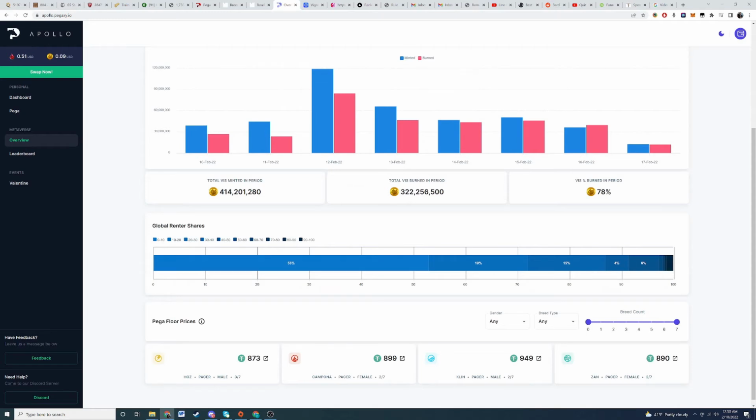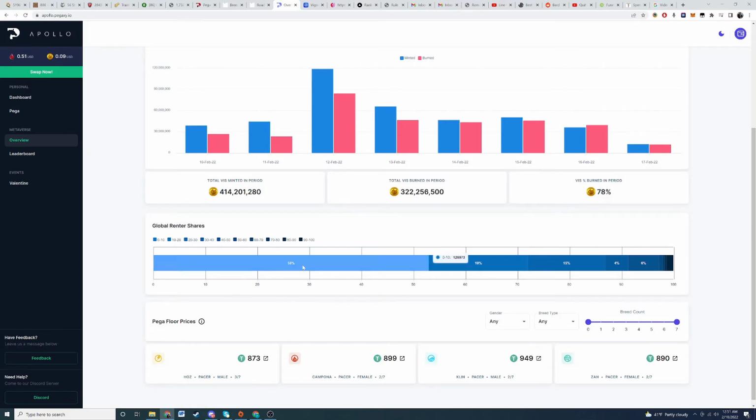This global renter shares chart lets you see, when we talked about those rental contracts and profit sharing, what people are getting in terms of the profit split. In the Pegaxy community, people who are renting in a profit sharing agreement and running your horses for you are called scholars. You as a Pegaxy owner are called a manager.